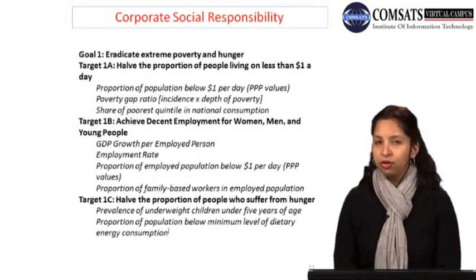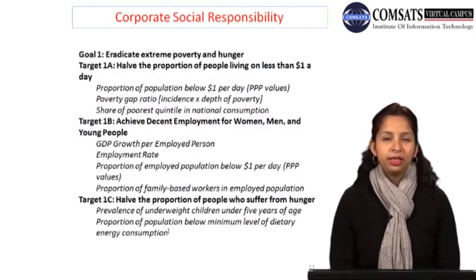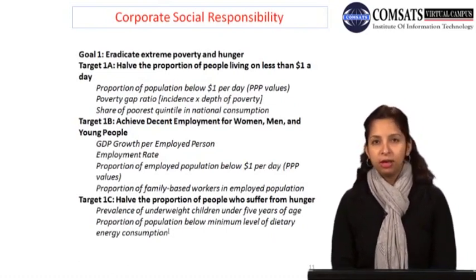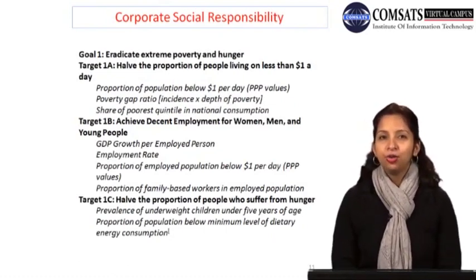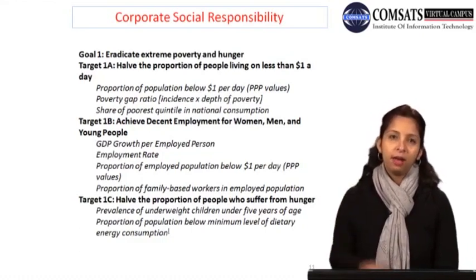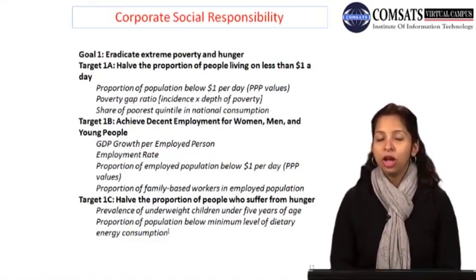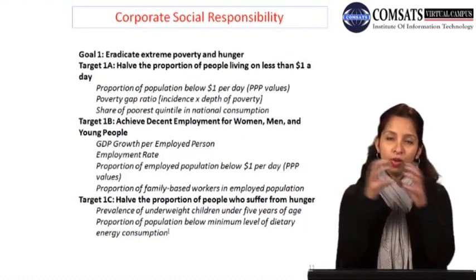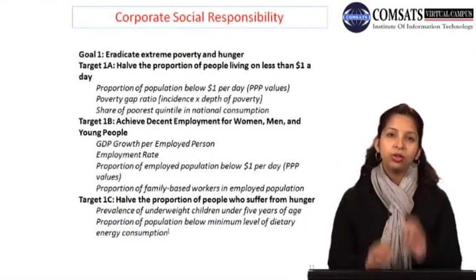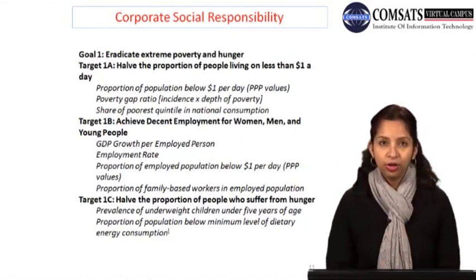Now, the next few slides that we will see together will basically tell you that when we talk about these 8 goals, what these 8 goals are all about, what is included within them, and exactly what the sub-goals within these 8 goals are. That's what we're going to see.